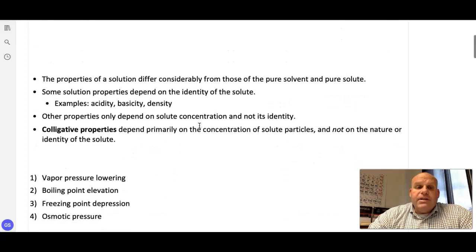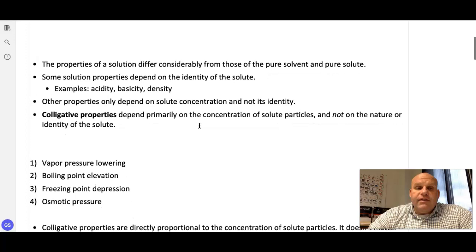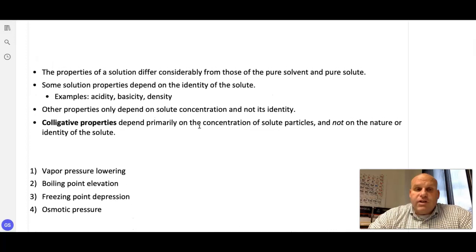So properties of solutions are very different from those of pure solvents, and some of these differences are based on the identity of the solute. Some only depend on the concentration, not the identity. We're going to focus in on colligative properties, which depend primarily on the concentration, not the identity or the nature of the solute.